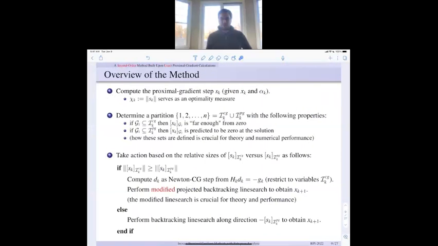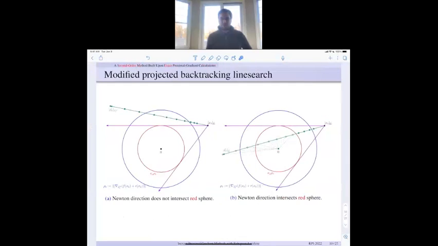Okay, so again, just a quick overview of this method: we compute the proximal gradient step, we compute an optimality measure. We use what we just described on the next slide to divide the variables into the zero and non-zero variables. We then look at the size of the proximal gradient step over the zero and non-zero variables, and depending on which one is larger, we take action. We either compute a reduced space Newton CG step with a modified backtracking line search as I just described, or in the else case, we just perform a very simple basic backtracking line search along the negative proximal gradient direction restricted to those variables. Can I ask a question here?